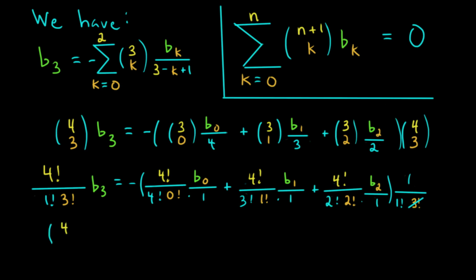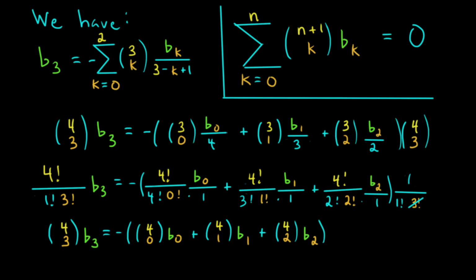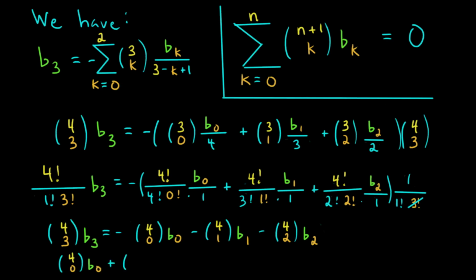And having done those simplifications, we can rewrite everything again in terms of binomial coefficients. So we'll have 4 choose 3 times b sub 3 equals the negative of the sum of 4 choose 0 times b sub 0 plus 4 choose 1 times b sub 1 plus 4 choose 2 times b sub 2. And now I'll just distribute the negative sign and then move everything over to the left-hand side. So we'll have 4 choose 0 times b sub 0 plus 4 choose 1 times b sub 1 plus 4 choose 2 times b sub 2 plus 4 choose 3 times b sub 3 equals 0, which is exactly what our identity in that box in the upper right-hand side of the screen indicates in more general form.